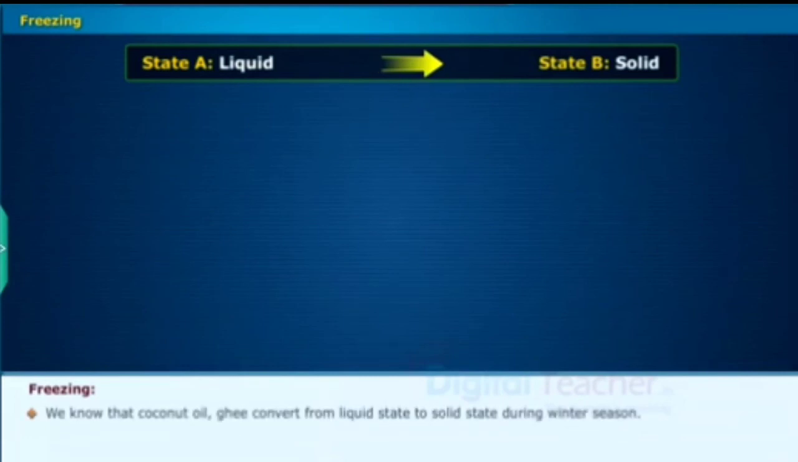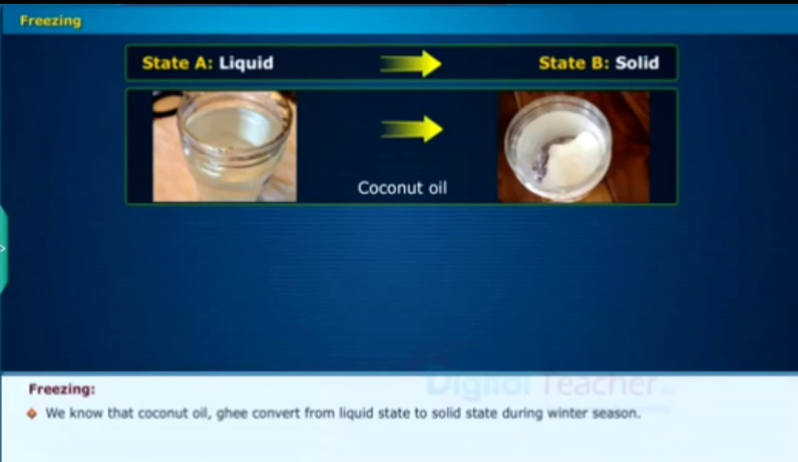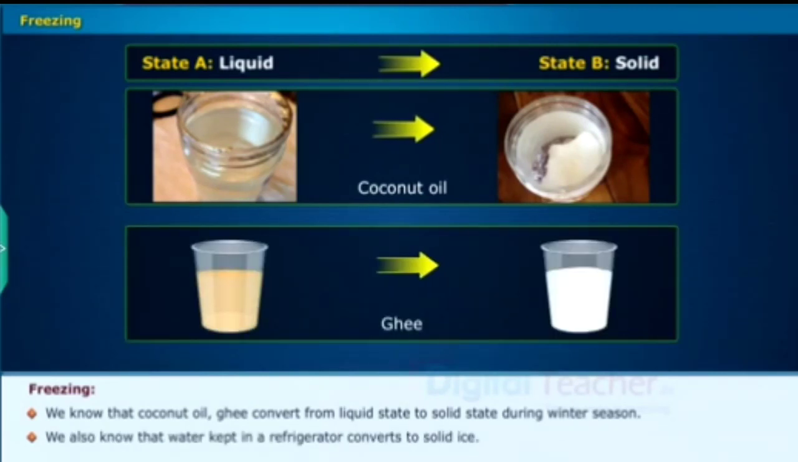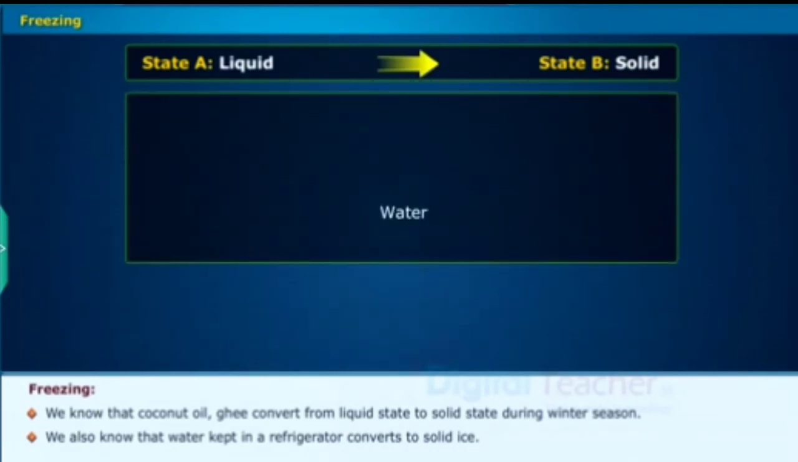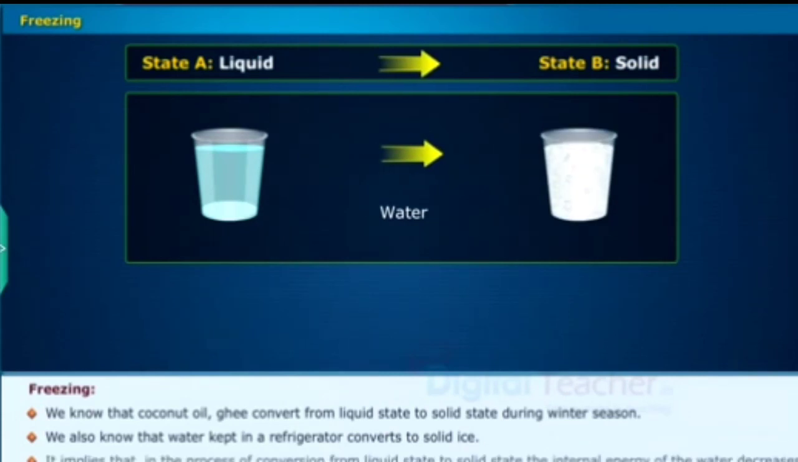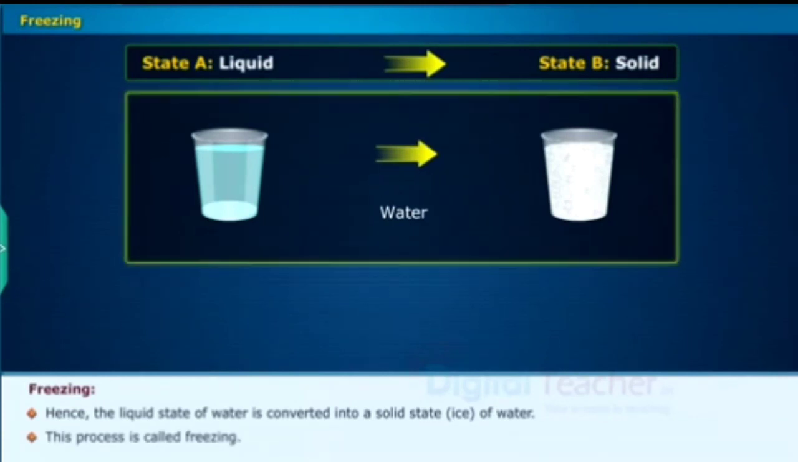Freezing. We know that coconut oil and ghee convert from liquid state to solid state during winter season. We also know that water kept in a refrigerator converts to solid ice. It implies that in the process of conversion from liquid state to solid state, the internal energy of the water decreases. Hence, the liquid state of water is converted into a solid state, ice. This process is called freezing.